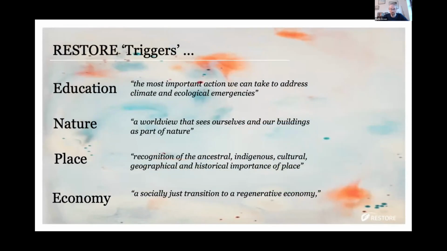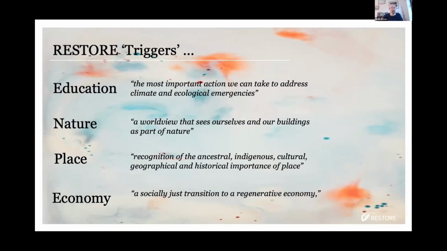As an outcome from the Restore Working Group 1, we identified a number of triggers, and we'll explore these with a few case studies in a few moments. The four triggers here are, first, education. People who read the Building Research Journal this month will see we're not really addressing the education to provide people, architects, project managers, etc., who can deal with the climate crisis that we're in at the moment, the ecological crisis. And yet education is the most important action we can take to address these. And from a Restore perspective, this should be what we're good at. And maybe we are failing.